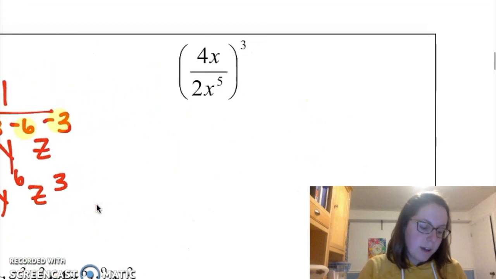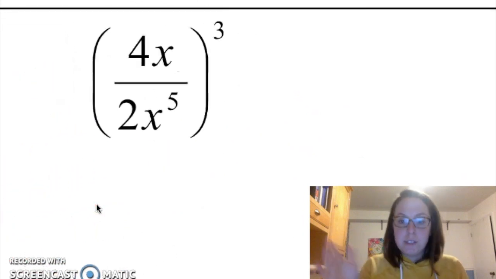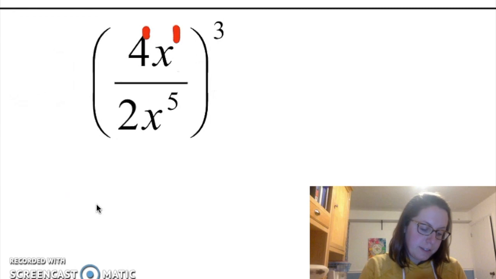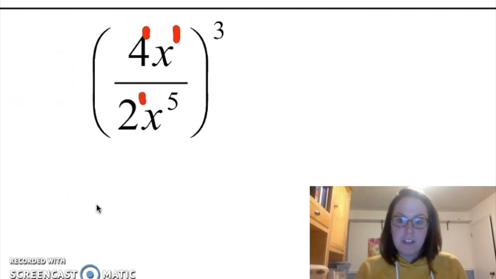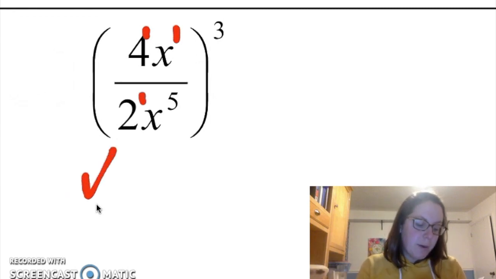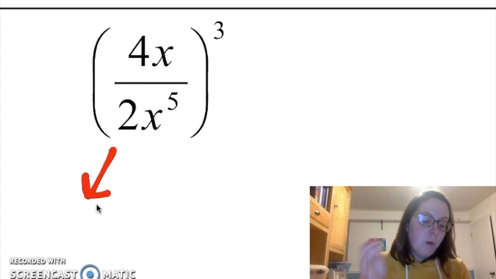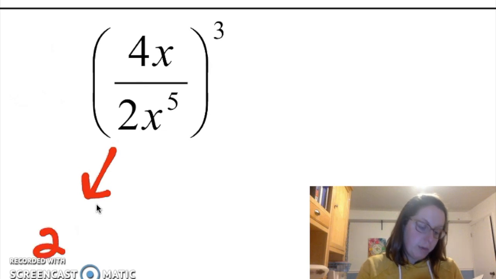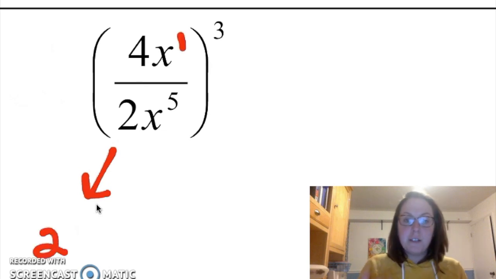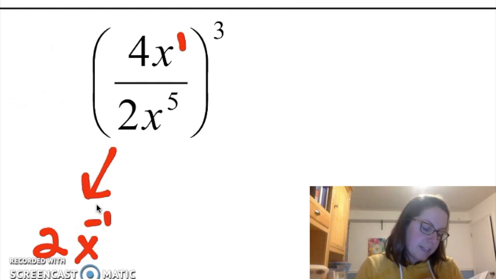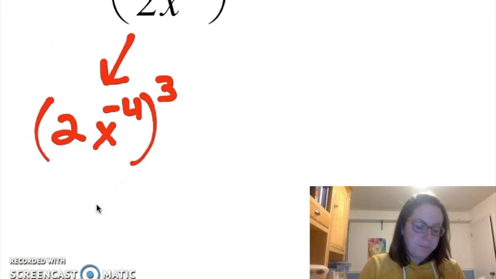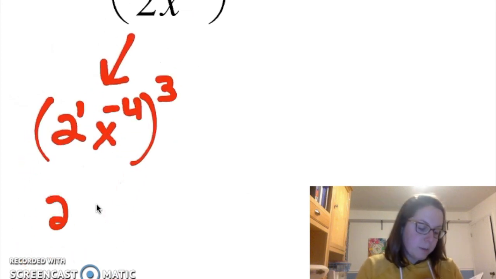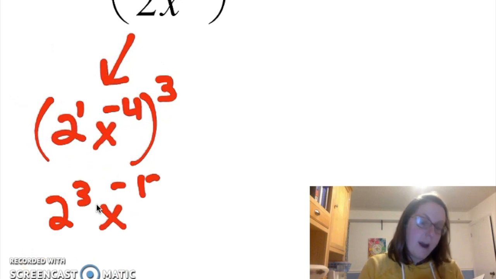All right, next one. Here, again, you could start by saying, okay, these are all to the first, and then raising everything to the third. That would work. But I would say let's go with our order of operations, and let's say, well, in the parentheses, what can I do? So 4 divided by 2 is just 2, and that's x to the first. And when I divide like bases, I subtract the exponents, so x to the negative 4th, and that's still all being raised to the third. Now 2 is to the first, so this would be 2 to the third, x to the negative 12th.